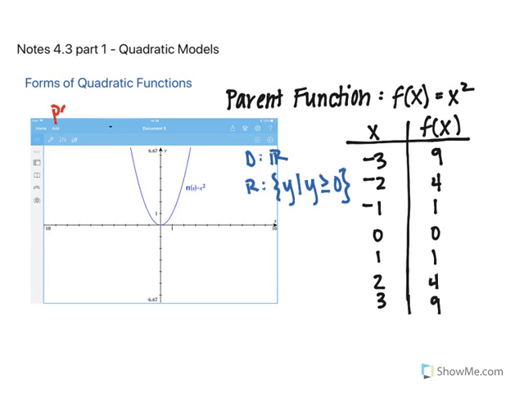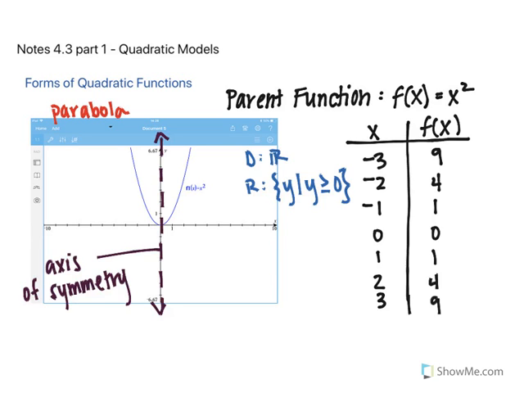So remember that this graph is called a parabola. And there's some features of a parabola here that are true for any quadratic function. So all parabolas are going to have an axis of symmetry, which you can think of as a line that goes right down the center of our parabola. And in this case, for our parent function, x squared, this is the y-axis, and our axis of symmetry will always be an equation, and it will always be x equals some number, and so in this case it is x equals 0.